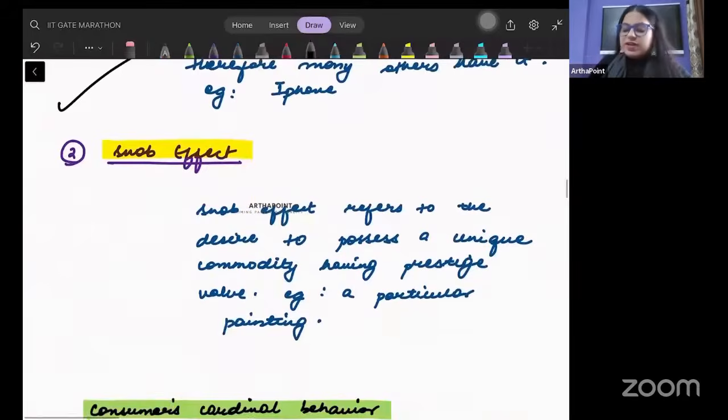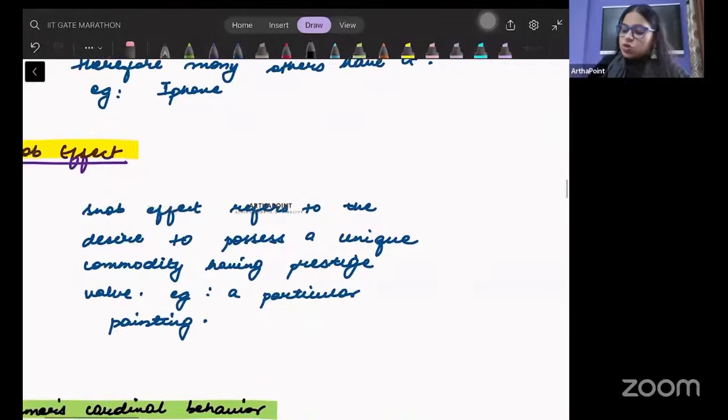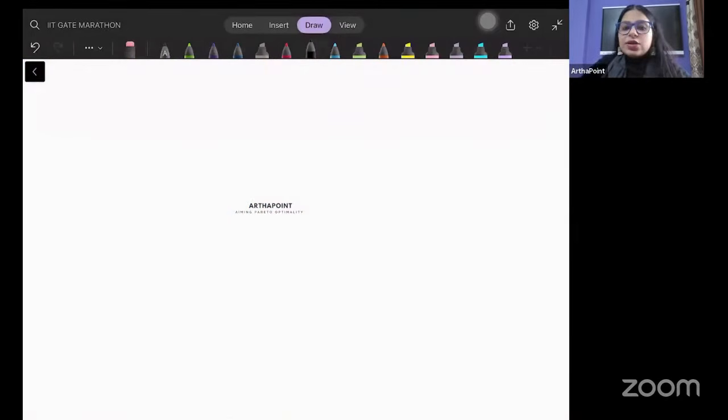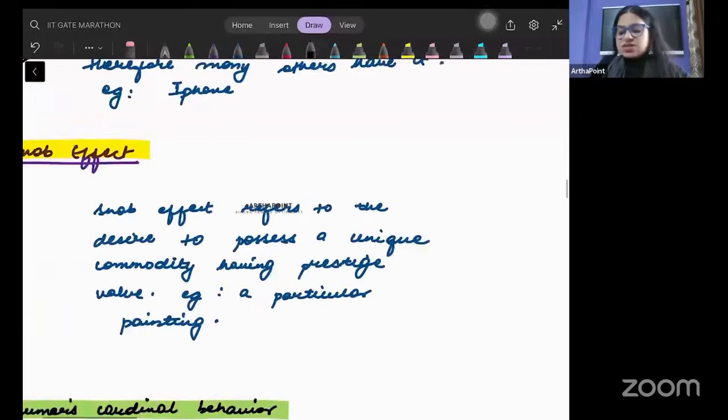The second thing that we have is called a snob effect. तो snob effect क्या होता है? That you demand something which is rare. So I want to pay a very high price for something because it is very rare and it is having very prestige value. जैसे for example, a particular painting. ये बहुत ही unique चीज है, market में available ही नहीं है. So I will go ahead and I will buy that thing just to show that I can afford it due to my prestige. So that is called as the snob effect.